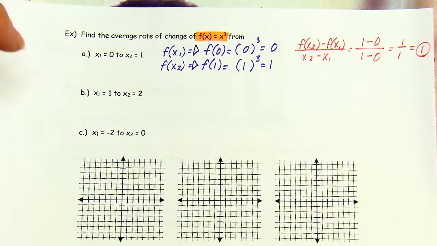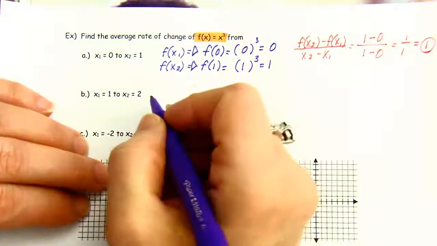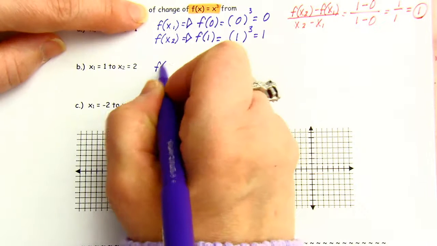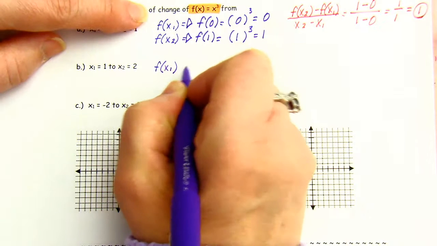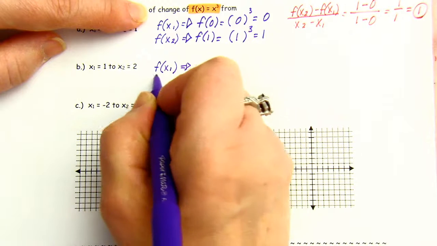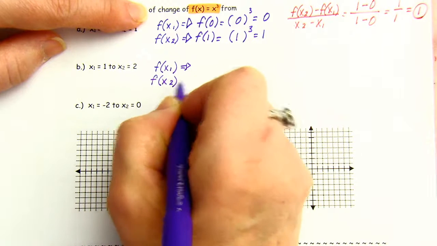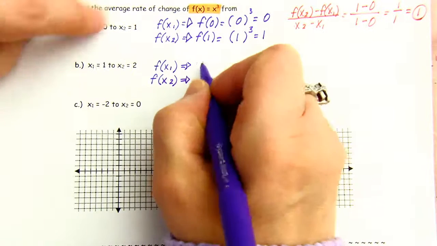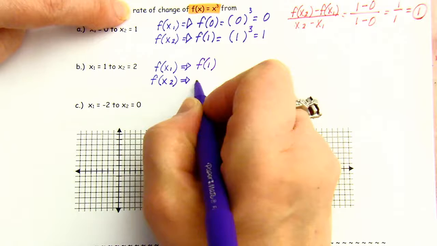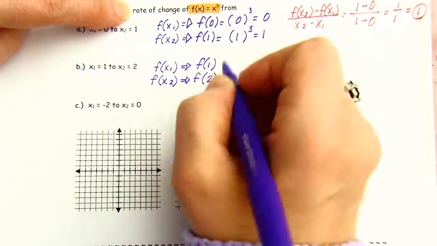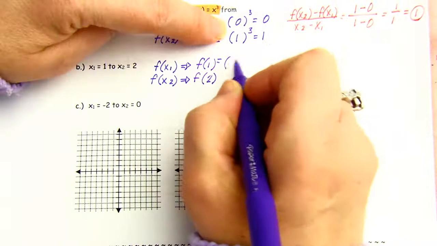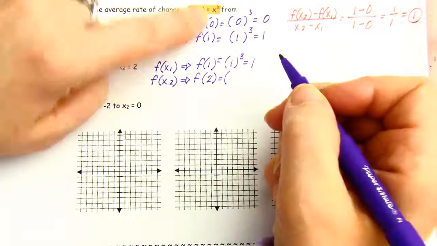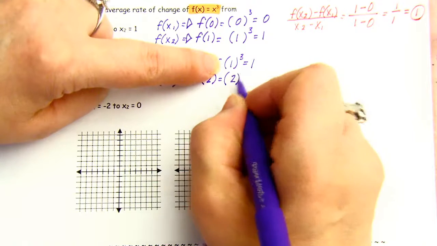Okay, we're going to do the same thing for parts B and C. Again, what do you do with these types of problems? Well, you have to find the y's. f of x sub 1, f of x sub 2 is really finding f of 1 and f of 2. f of 1 we know is 1 cubed, which is 1. f of 2, remember I'm getting this from the original function, I'm going to cube a 2 and get 8.